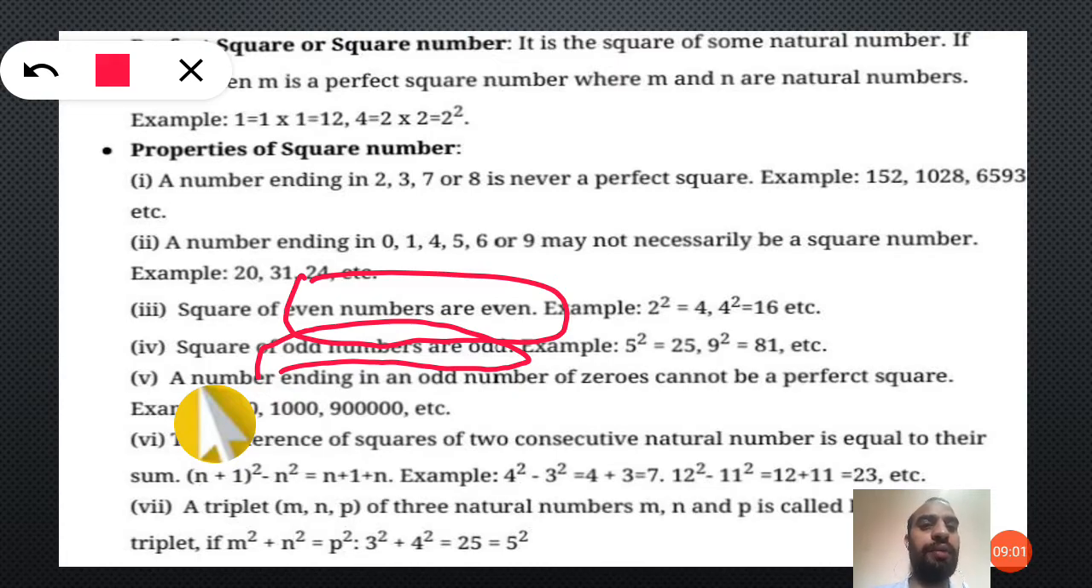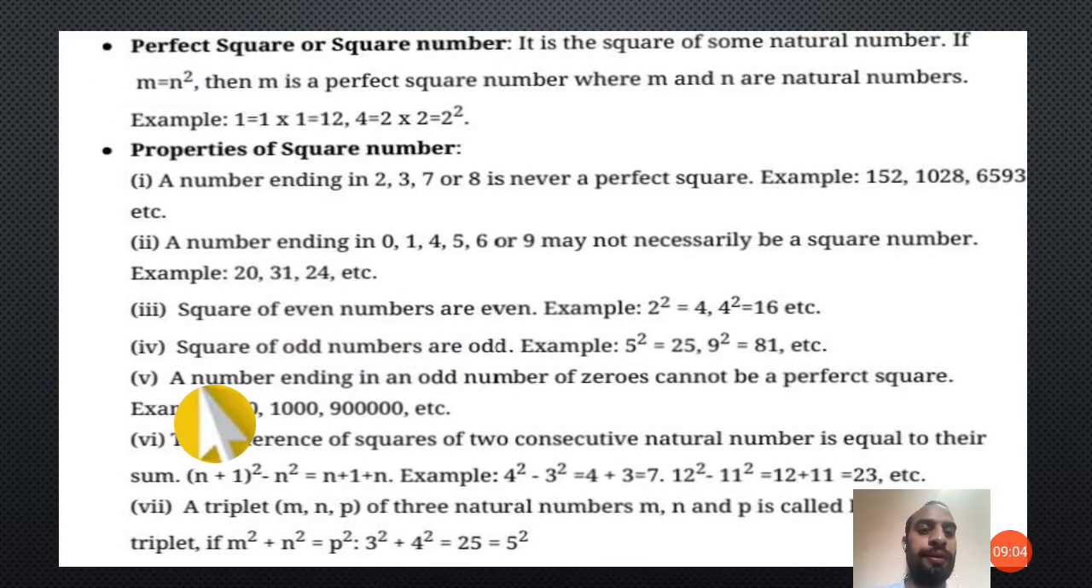Next, a number ending in an odd number of zeros cannot be a perfect square. You can see 10 is not a perfect square, and neither is 1000. These are examples; just count the zeros. Here 1 zero, here 3 zeros, here we have 5 zeros. So to make any number a perfect square, we need an even number of zeros.